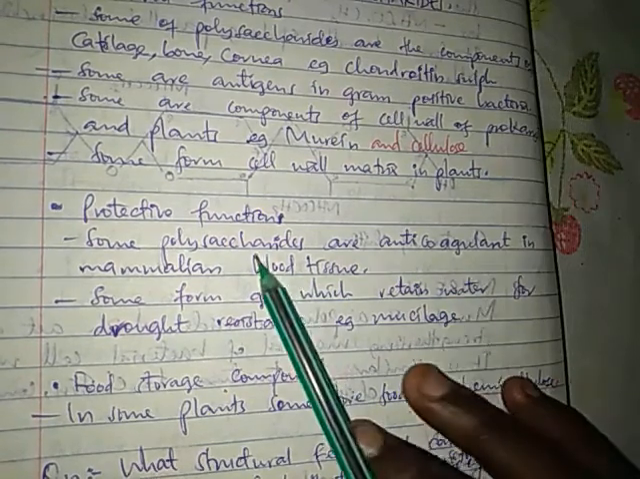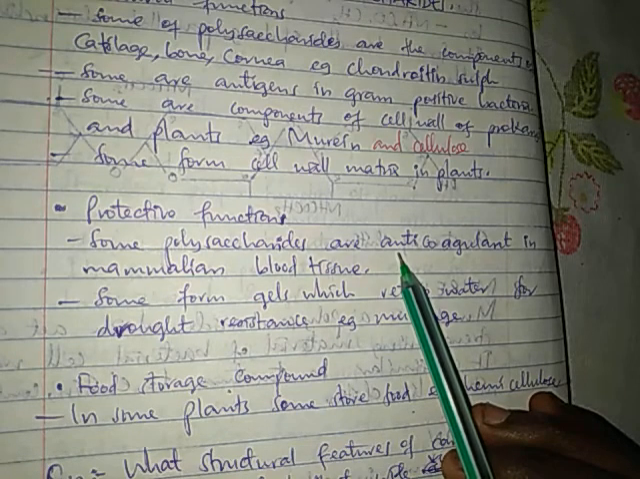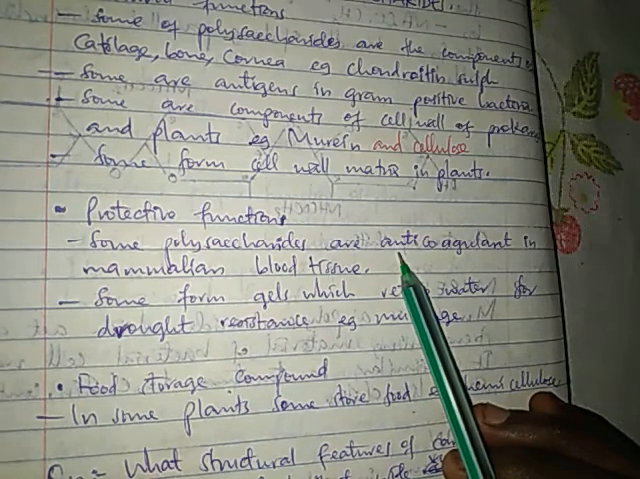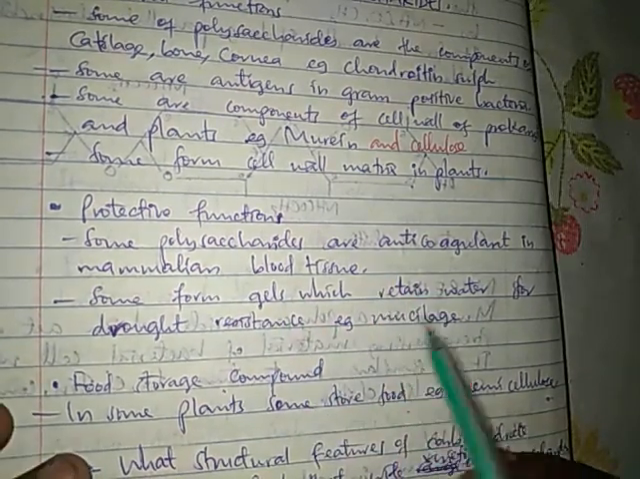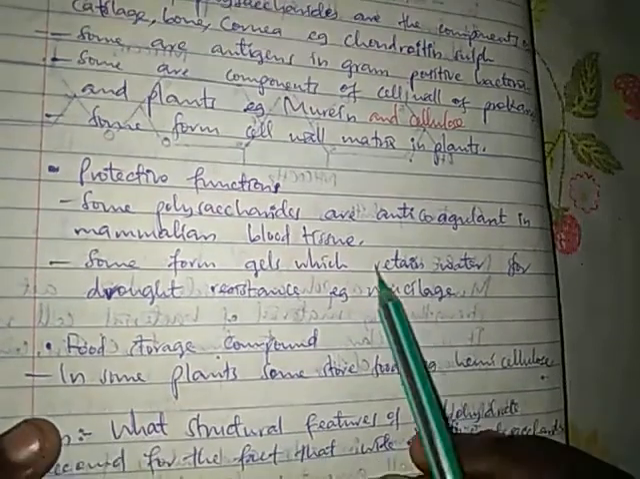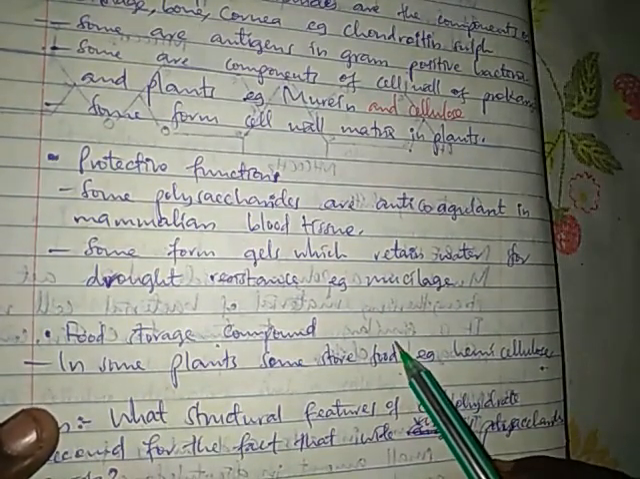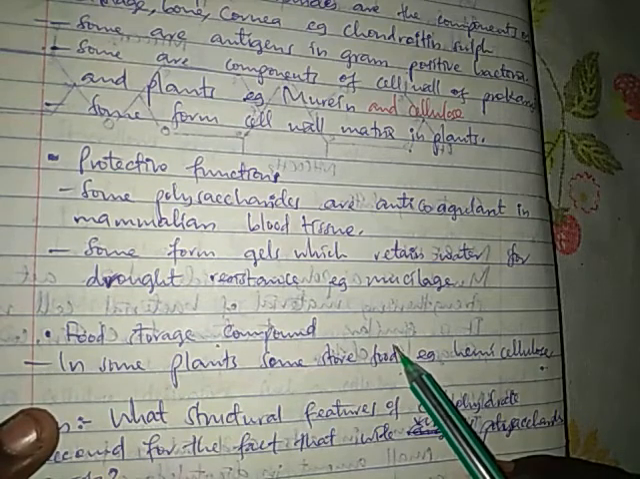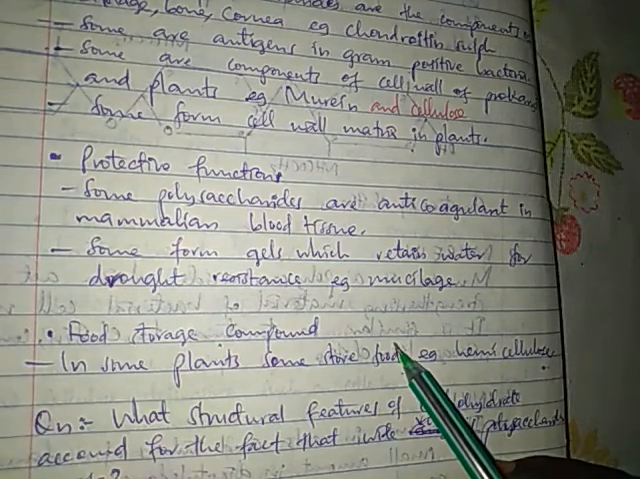Kwa kama hizo polysaccharides zisingekuwepo, damu ingekuwa inaganda kwenye mishipa. Na ikiganda kwenye mishipa mtu aweza kufanya chochote kwa angekuwa anakufa. So that is the protective function. Pia some form gel which retain water for drought resistance such as mucilage. Kwa mucilage kwa baadhi ya protoctist yenyewe ina retain water in drought, and that is the protective function.